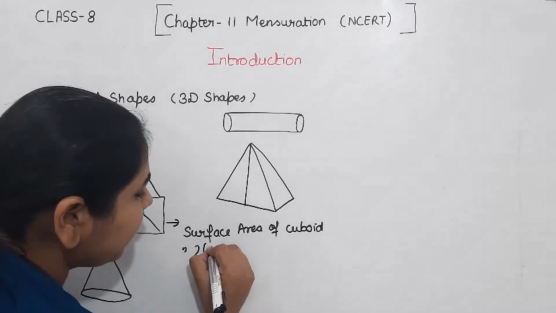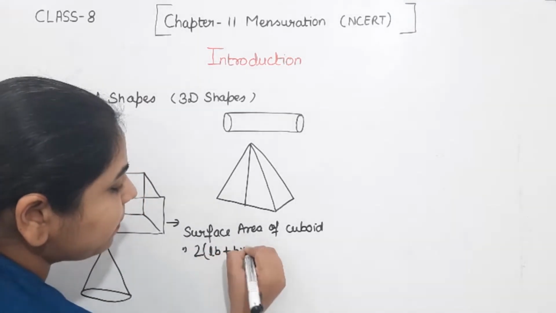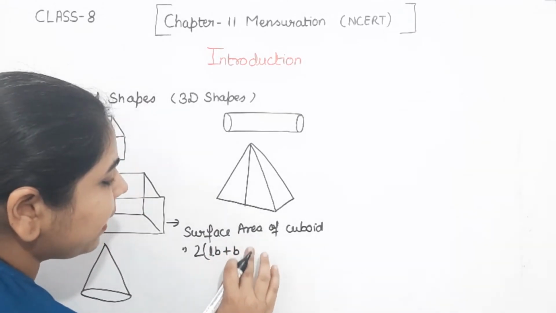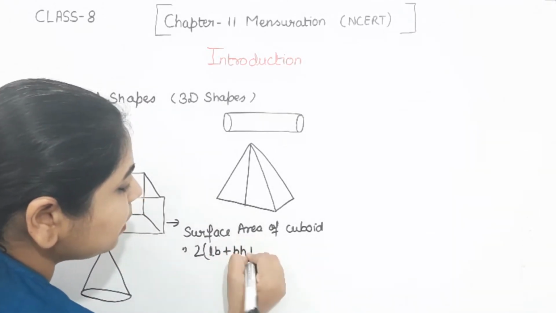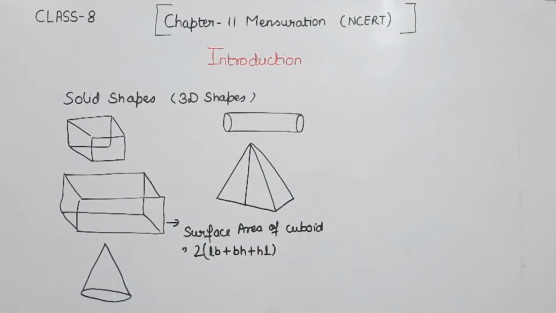So 2 multiplied by (L multiplied by B plus B multiplied by H, that is the base multiplied by height, plus height multiplied by length). So this is the formula for the cuboid. This is the formula for the total surface area of the cuboid. Now comes the next one.